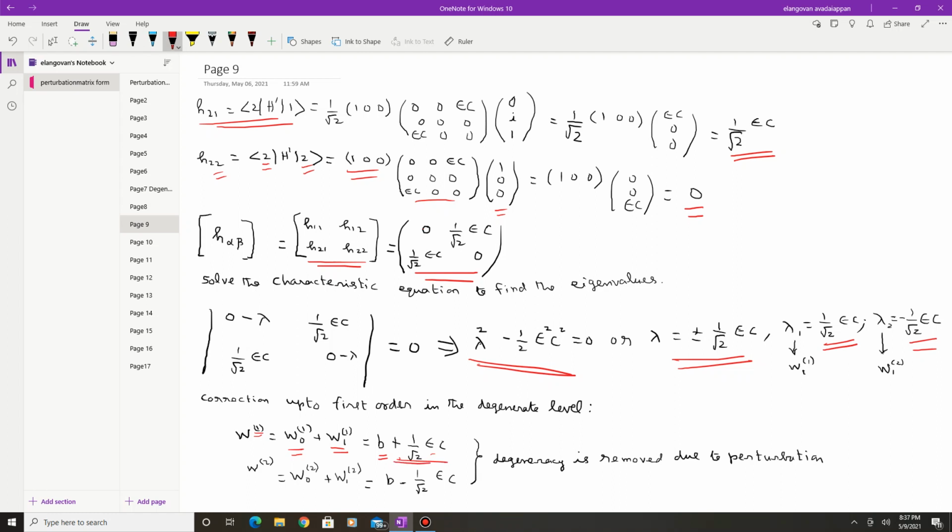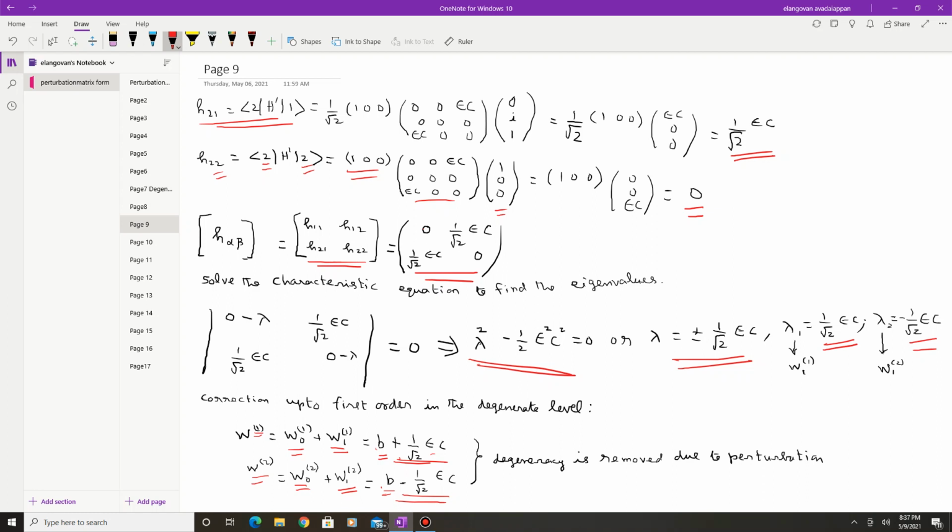For the other level, lambda 2, W is for the second state, and the unperturbed energy is the same, because since this is degenerate, both have B. And here the first order correction is minus 1 by root 2 epsilon c, as we have already calculated. So one energy is shifted by the plus of this value, and the other one is shifted in the opposite direction by 1 by root 2 epsilon c.